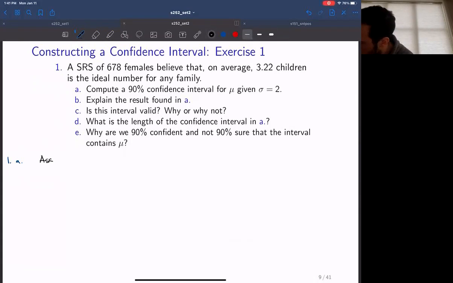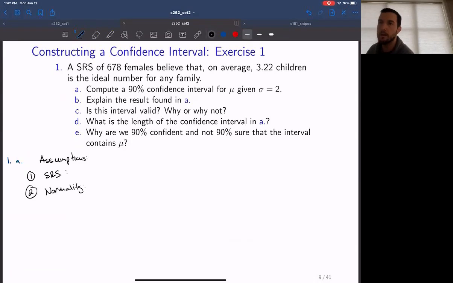Okay, so let's start off by writing down a quick assumption check. So we have two assumptions: that a simple random sample was collected, and that we can assume that the population was normal, or we collect enough information that the central limit theorem will take over, and we can assume that x bar is normal. So the simple random sample assumption is valid because we are told in the question that we have a simple random sample of 678 females. Now, normality is also valid. So we can check this off.